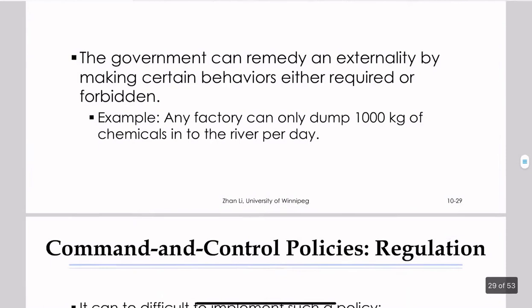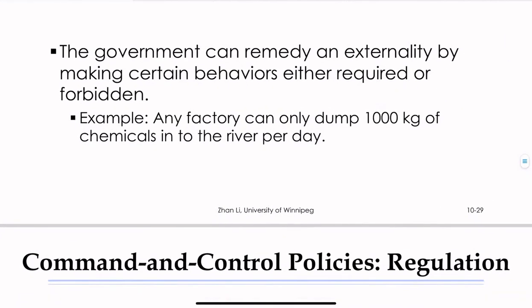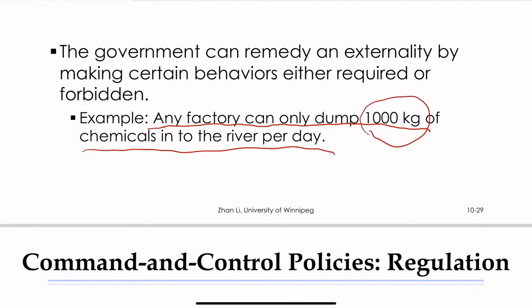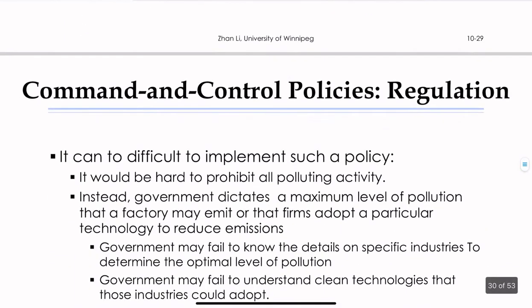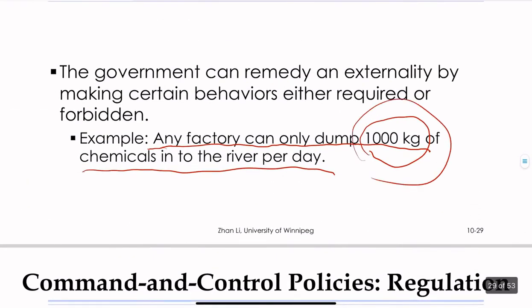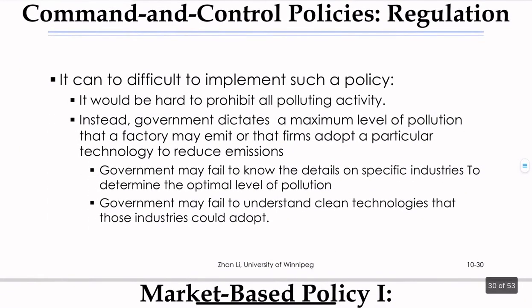If you look at the previous example, we said the government can tell these factories that any factory can only dump 1,000 kg of chemicals. However, how do you know 1,000 kilograms is the right number? Why not 800 kilograms? Why not 1,500 kilograms? Coming up with this number is hard because the government has to know the details of specific industries to correctly find the optimal level of pollution. However, you could imagine that a lot of times government officials lack the ability to truly understand the details in each different firm.